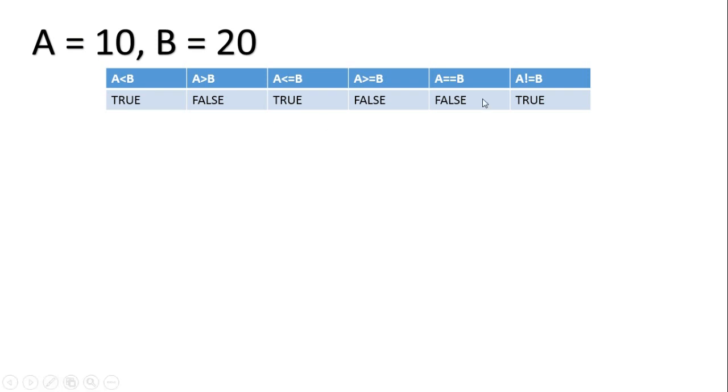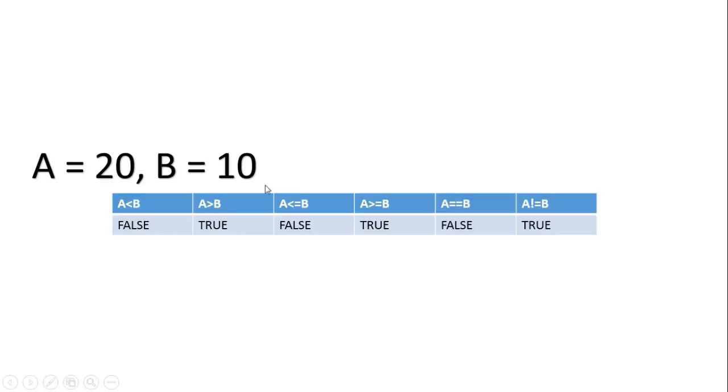Same is the case for a greater than or equal to b. It first checks greater. If greater becomes false, then it will check whether both are same or not. So here a greater than or equal to b is also false. A equal to b, what does it check? It checks whether both are same. So here both are not same, that's why it is false. And in case of a not equal to b, it checks whether both are different. So here, yes, they both are different, a is 10 and b is 20, so that's why it becomes true. Now let's take another example.